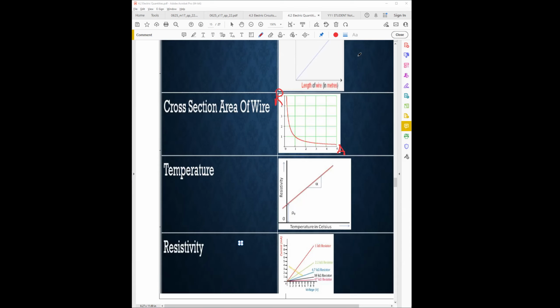Okay, then final thing is we're going to learn about how the power and energy formula works in terms of electricity, guys. If you think back about the power formula, the general power formula is power equals to energy over time, right?